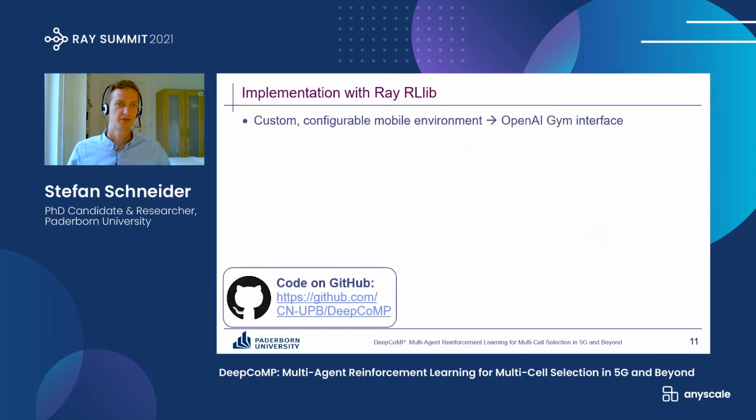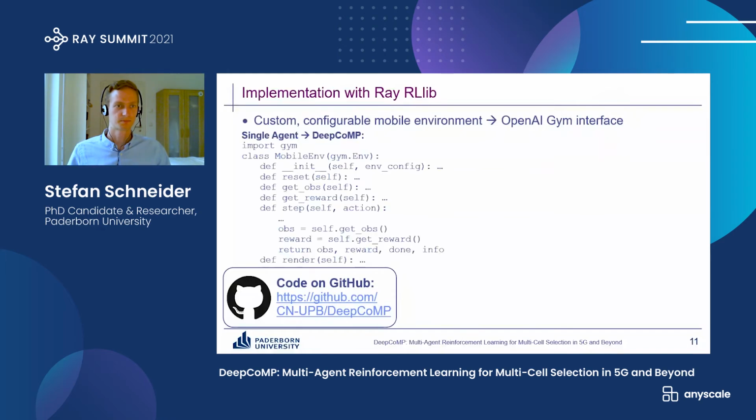So as a first part of the implementation, I implemented the custom and configurable mobile environment that I used for training and for evaluation of these DRL approaches. And of course, I had to implement this OpenAI gym interface here such that I could connect different RL approaches to this environment. So for a single agent, for the centralized approach, this DeepCoMP approach, the code could look somewhat like this. It's a bit of a simplification here, but the real code is on GitHub.